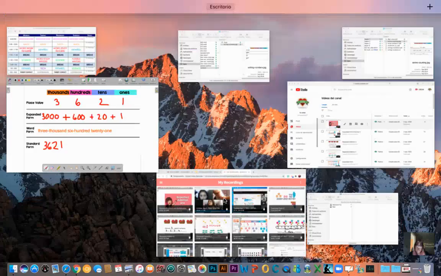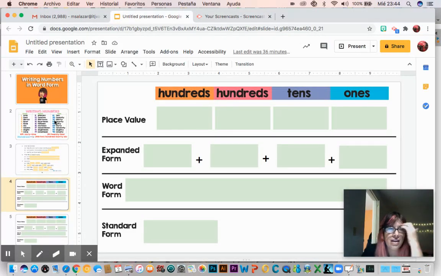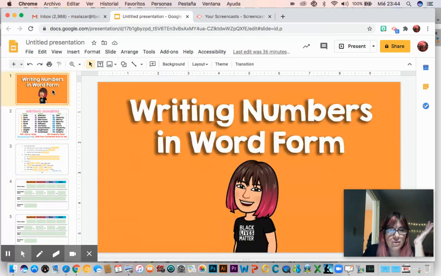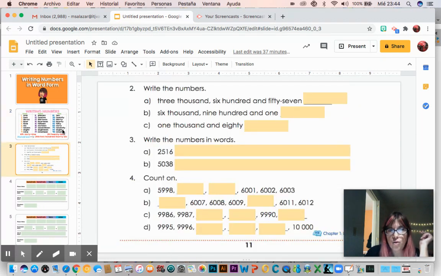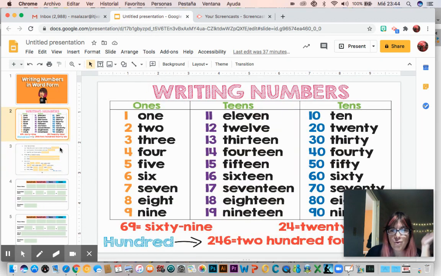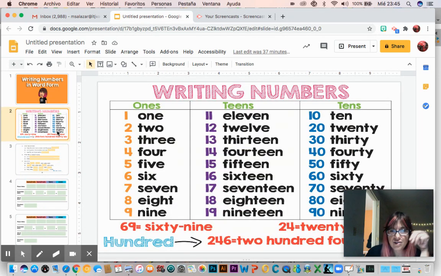So, as I told you, let me find your Google Slides. Here they are. There it is. Writing numbers in word form. Here is your chart, so you can copy the words. So as I told you, you can come here, copy, come back, look at the chart, copy and write it, come back. You can do that, okay? You go back and forth.